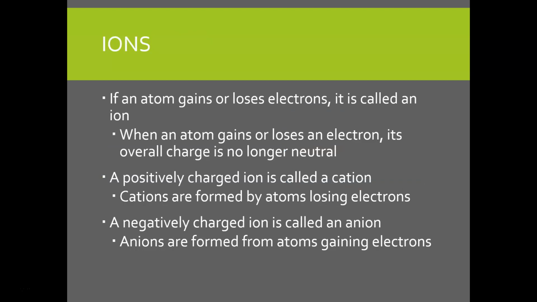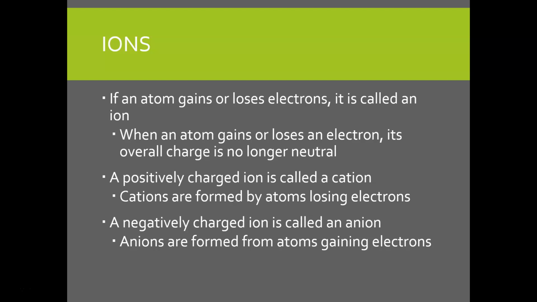So this brings us to something called ions. If an atom gains or loses electrons, it is called an ion. When an atom gains or loses electrons, its overall charge is no longer going to be neutral because we do not have the same number of positive and negative.